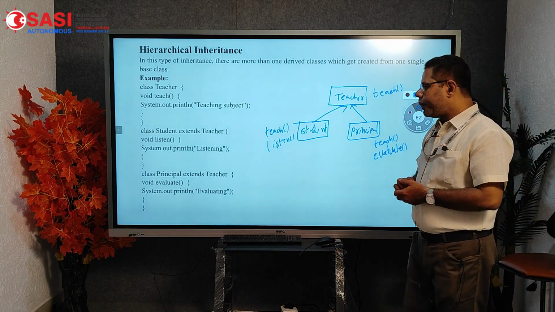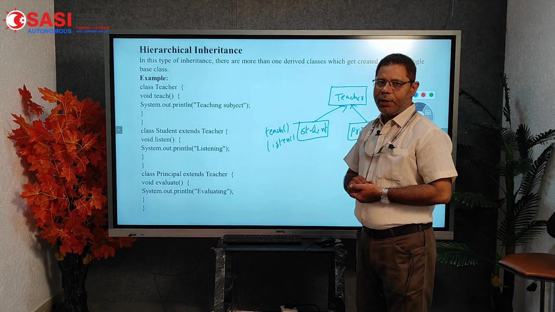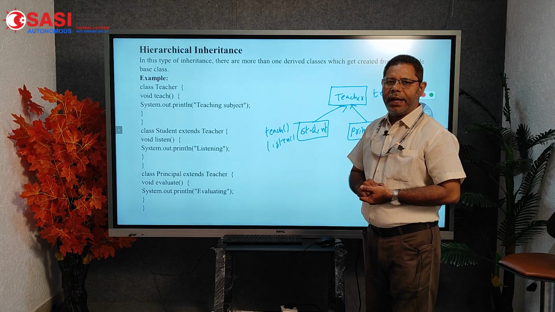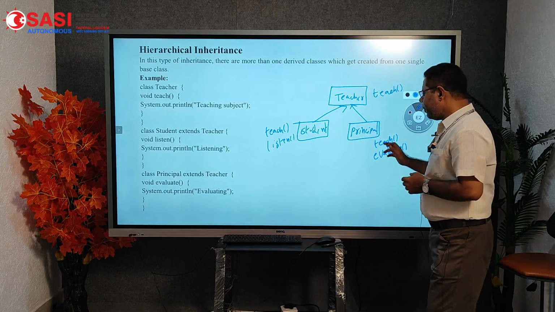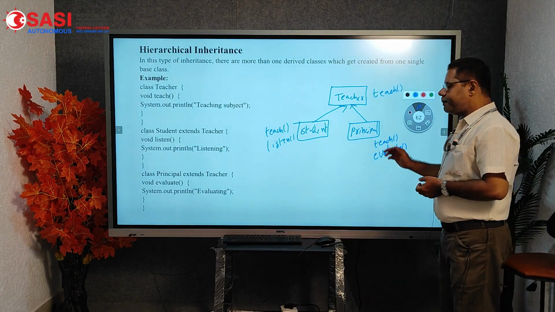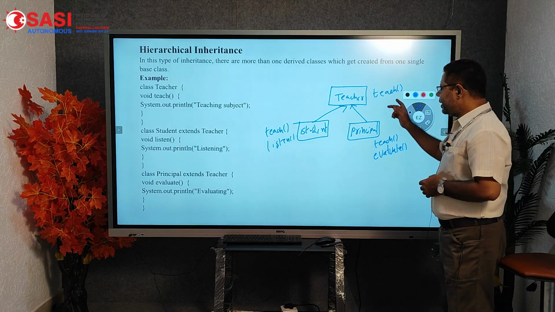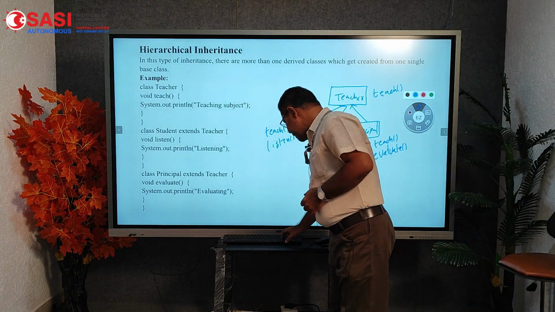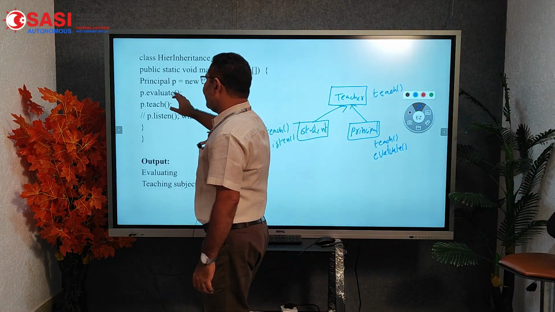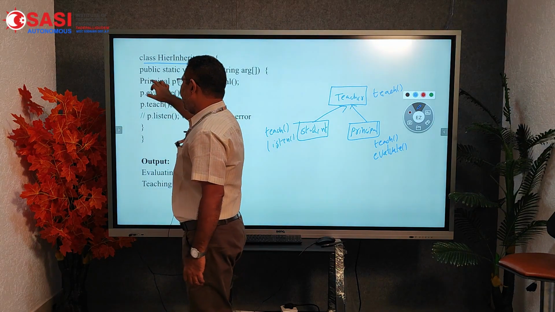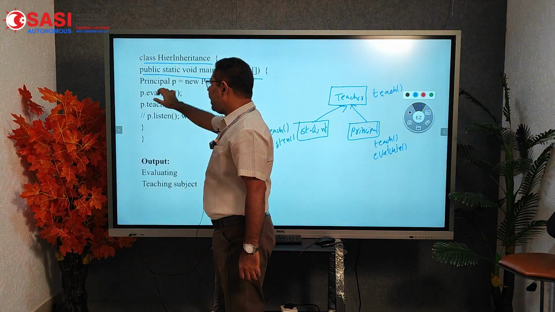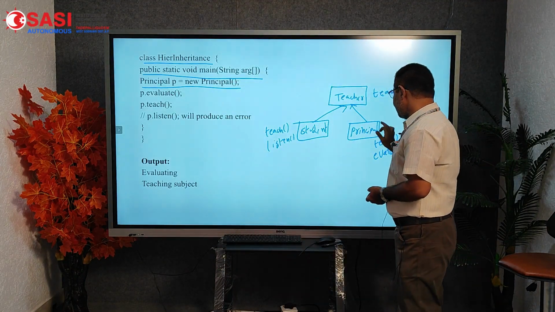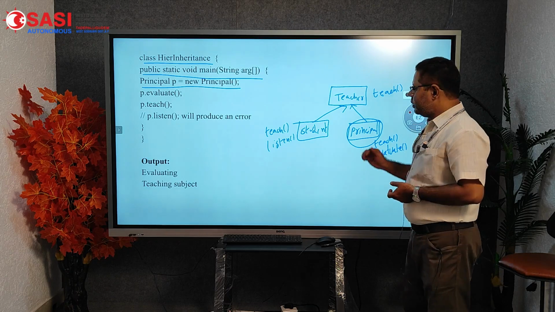So when we create an object of the student class, the student class can access these two methods, that is the teach method and the listen method. Suppose when we create the principal object, the principal object can access two methods. One is the teach method and the other is its own method, the evaluate method. Now we can see the output. So we are creating a class hierarchical and we are writing a main method. Now we are creating the object of the principal class. So that means the principal class can access two methods.